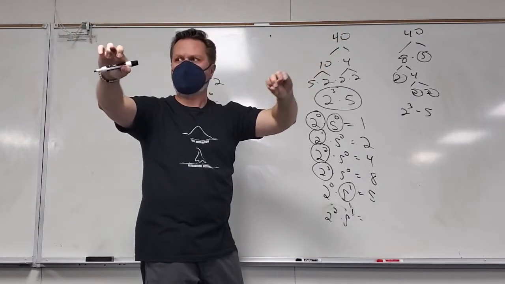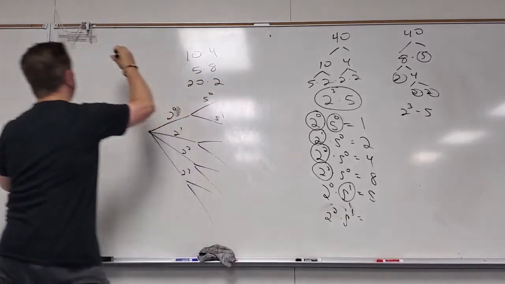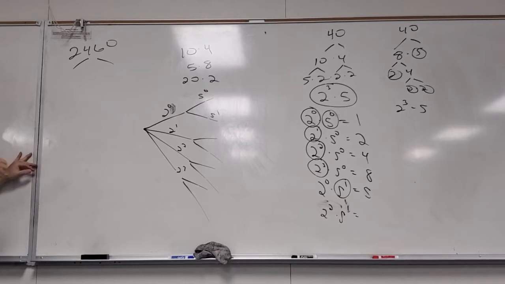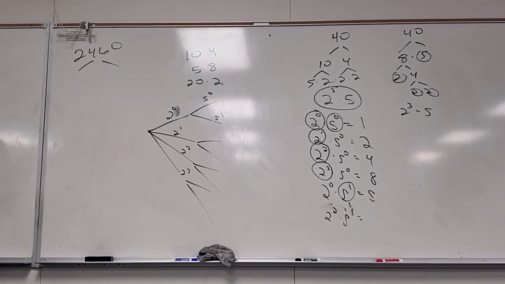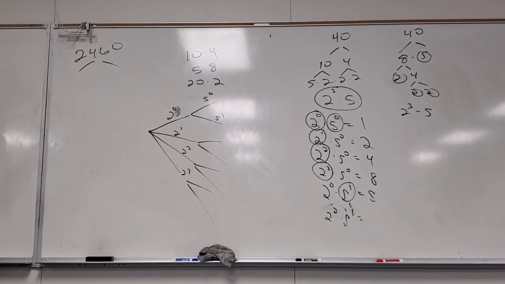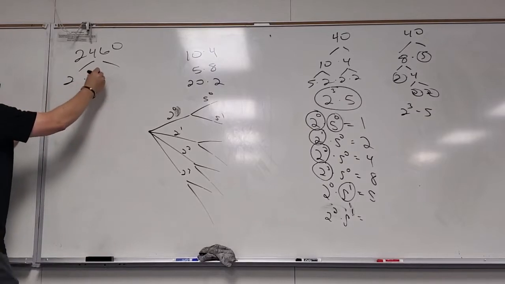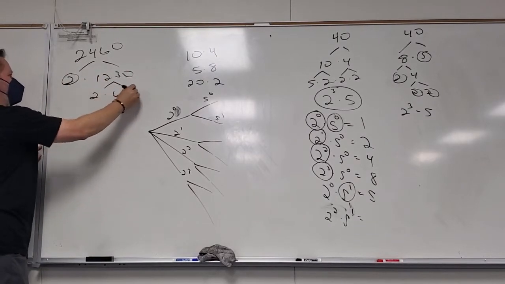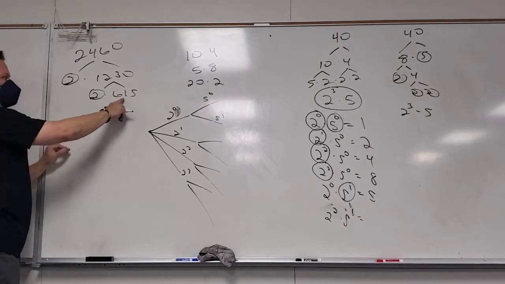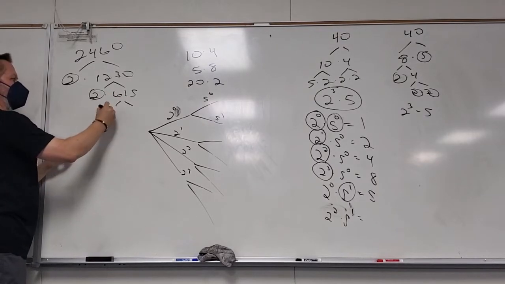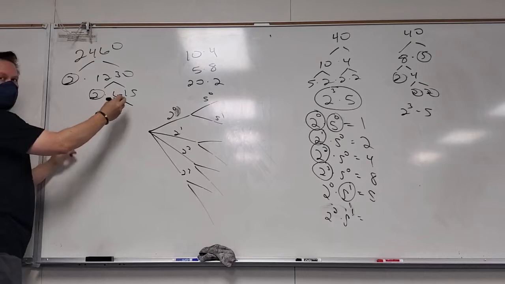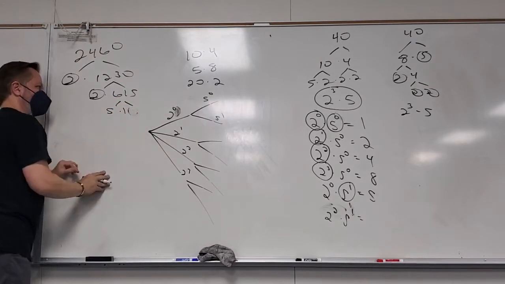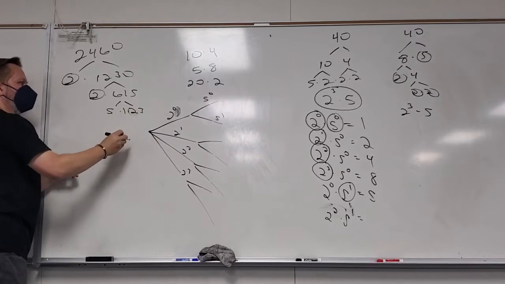So let's try that with 2460, right? Help me out. Now the quick way to do this is it's even. Two. Yeah, so 2 times 1230, right? And that's still even. 2 times 615. Now what goes into 615? 5. 5 times 123. Is it 123? Okay.